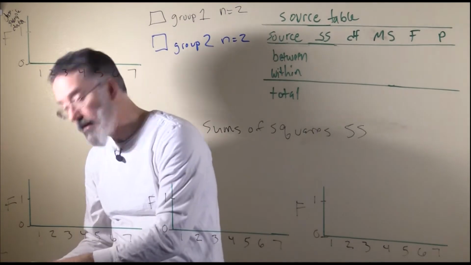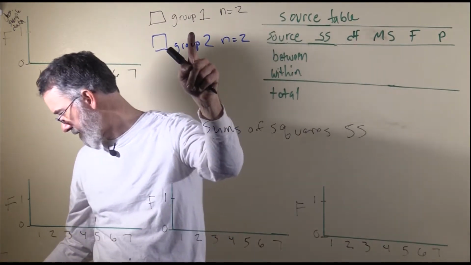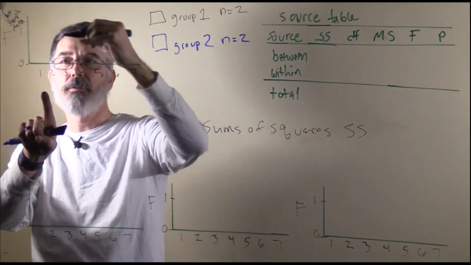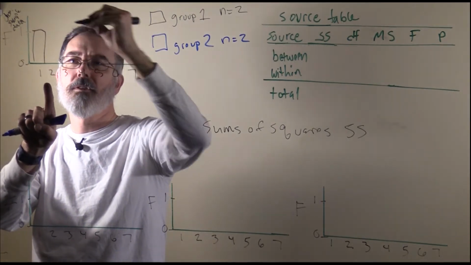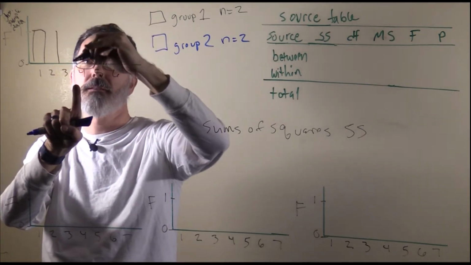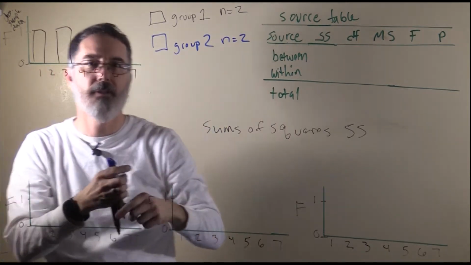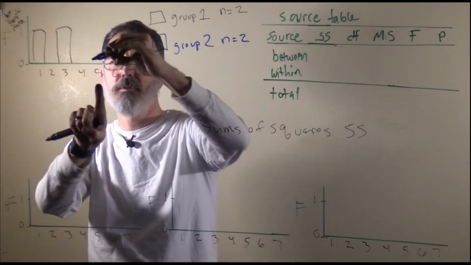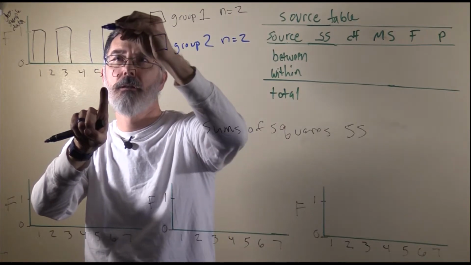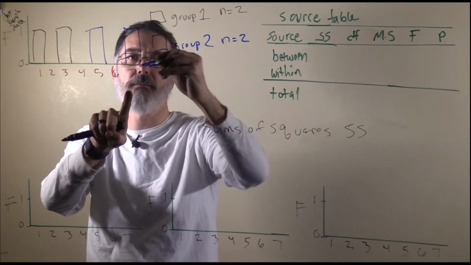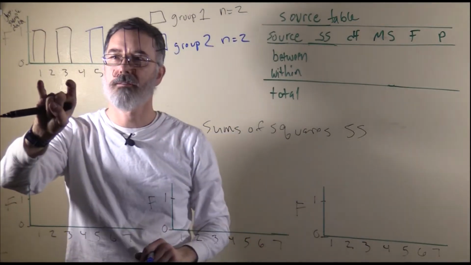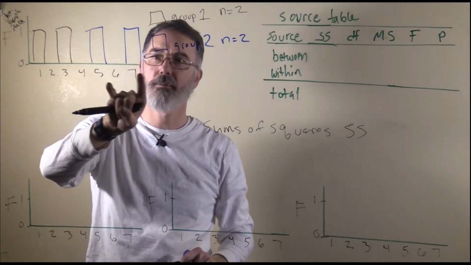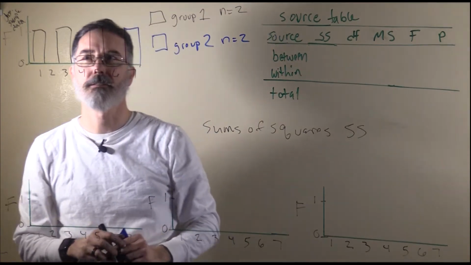For this, our group 1 has 2 people in it. One person's got a 1, another person has a 3. And for our group 2, one person has a 5, and the other person has a 7. So our total sample size is 4.